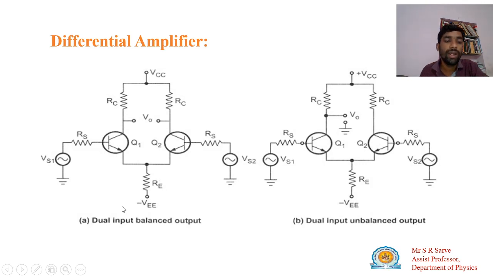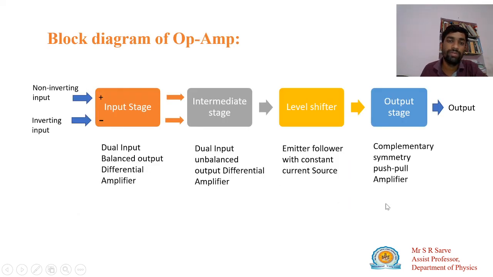And why is it known as dual input? Because it has two input sources, VS1 and VS2. So that is your dual input balanced output when the output is measured across both the collectors. If the output is measured across one of the collectors with respect to the ground, then it is known as your dual input unbalanced output differential amplifier. So what is your first stage? The first stage is your dual input balanced output differential amplifier.